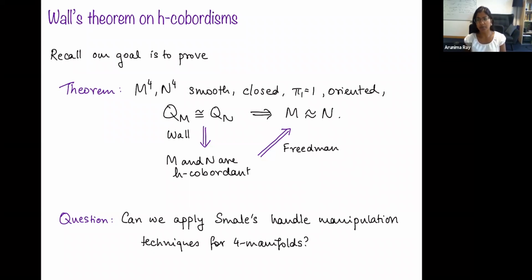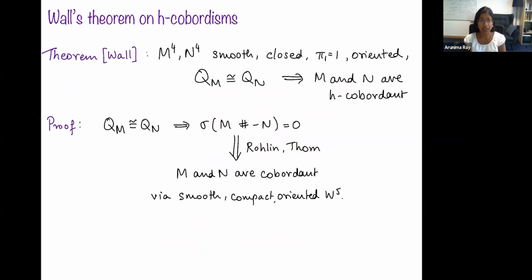The motto for both parts of this proof, both the Wall portion and the Freedman portion, is to what extent can we apply these handle manipulation techniques of Smale that we saw in the previous video to four manifolds. So, 5-dimensional cobordisms between four manifolds. But today we're going to prove Wall's theorem on H cobordisms. That's the portion that says that with those hypotheses, isometric intersection form implies H cobordism between the four manifolds.